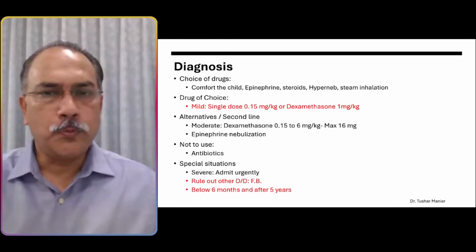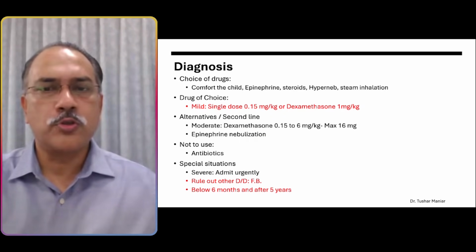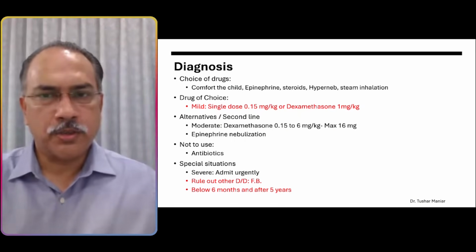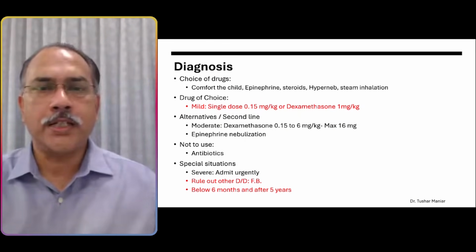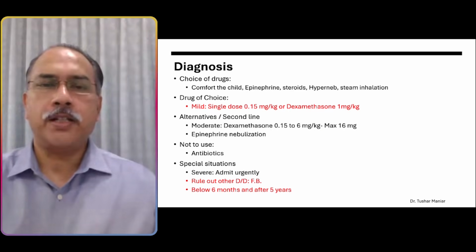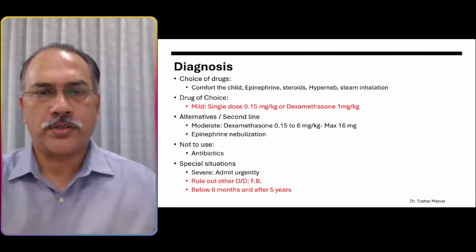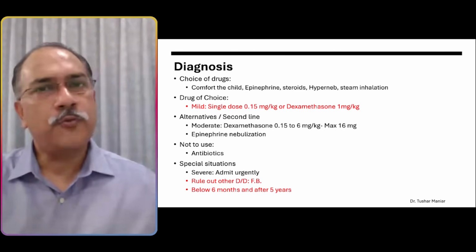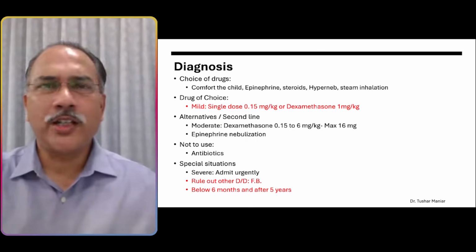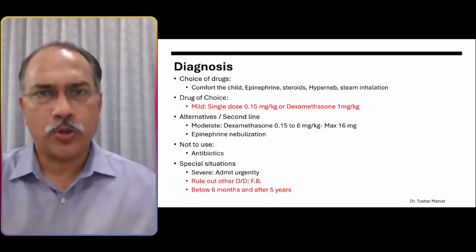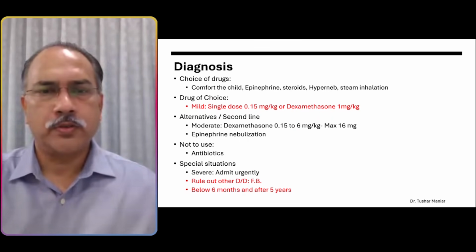If it is a moderate croup, then definitely choose to use dexamethasone, and give a higher dose. You can go up to a maximum of 16 milligrams, and simultaneously give epinephrine nebulization. In severe cases, obviously you will be admitting straight away, keeping him in the ICU and managing. Please do not give antibiotics, do not give bronchodilators, they are of no value.